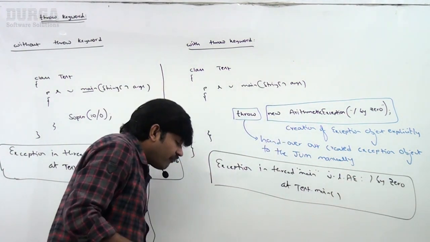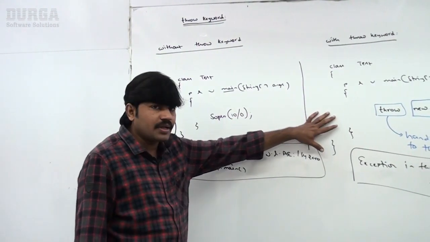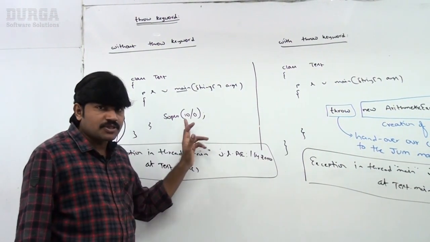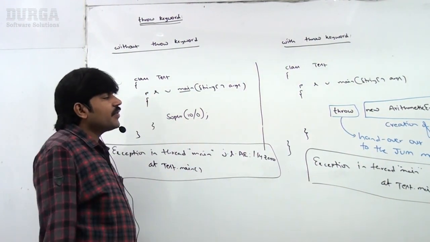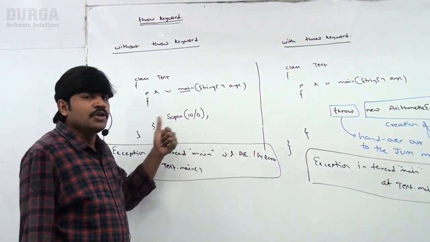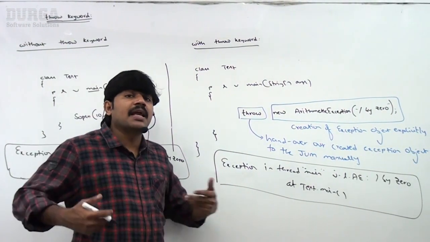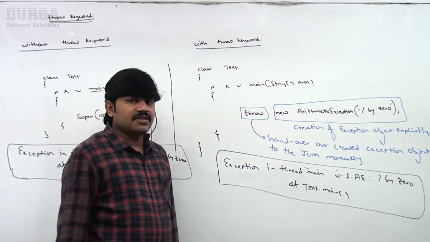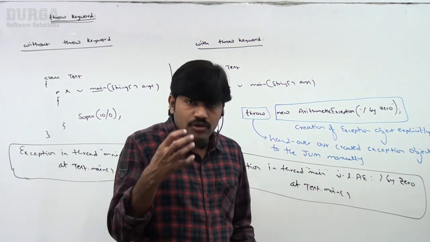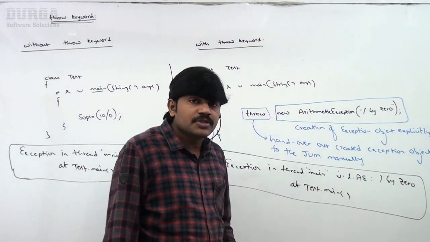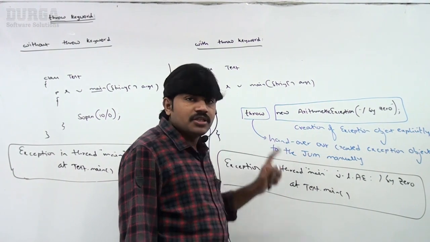So the final result of the first program and the second program is the same. But where is the difference, sir? The difference is, in the first case everything happens internally, but in this case everything happens explicitly. That is the difference, right? So, can you please tell from this, what is the purpose of the throw keyword, sir? To hand over our created exception object to the JVM manually. For that purpose, we can use this throw keyword.